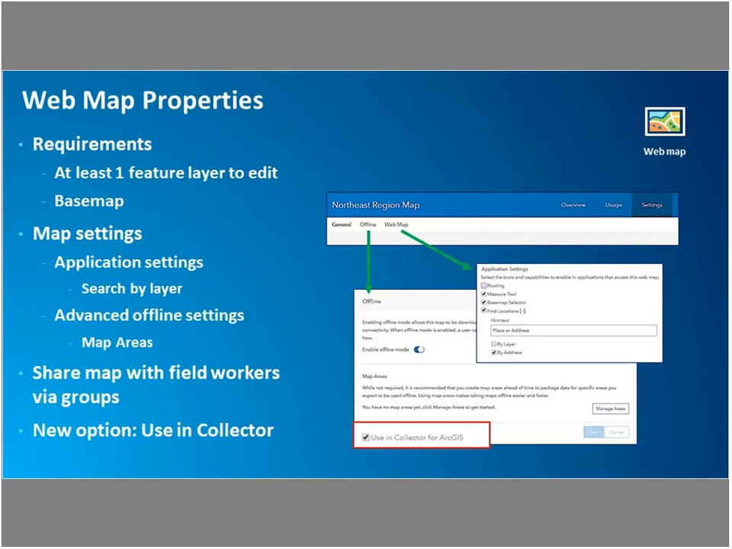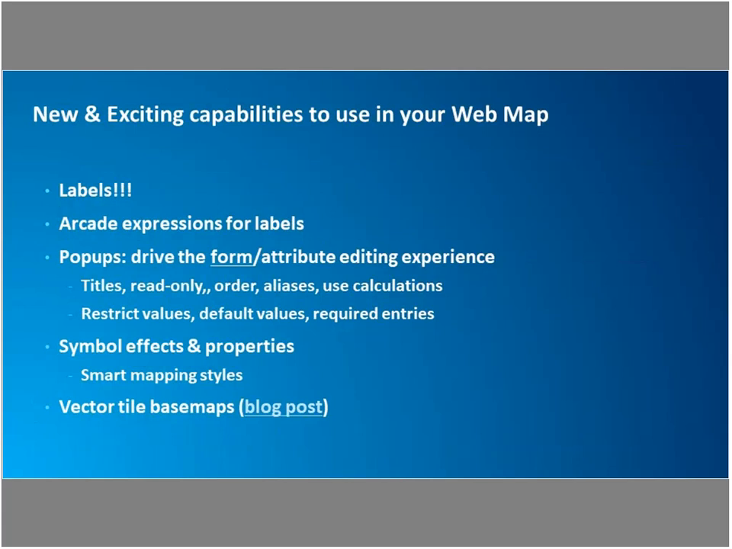And there's also a new setting in your web map settings, and it's checked on by default, and it says Use in Collector. What's useful about this button is if you have a bunch of web maps that are editable, but you don't want people to use them in Collector, you can uncheck it, and then those web maps won't actually show up in your list from Collector. So I know I found that useful. So just a few more things before I switch to Mark for the demo. We're going to look at those new capabilities.